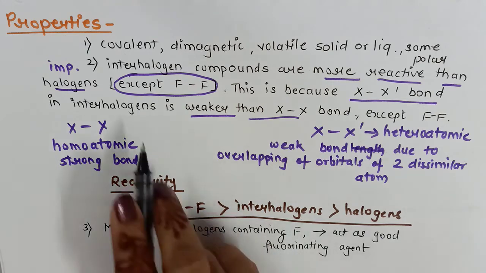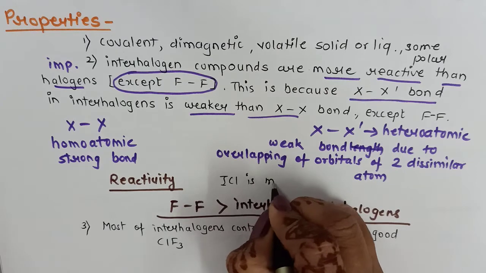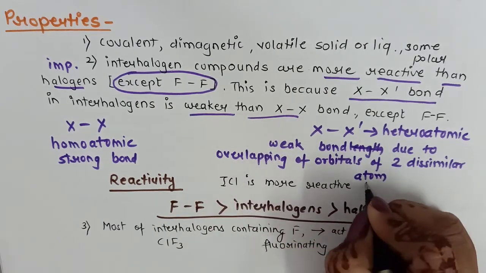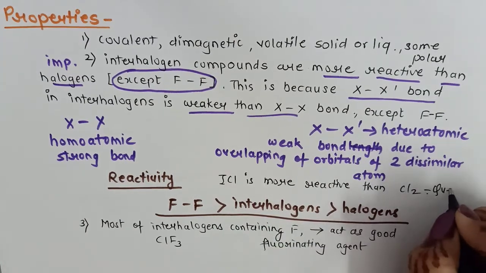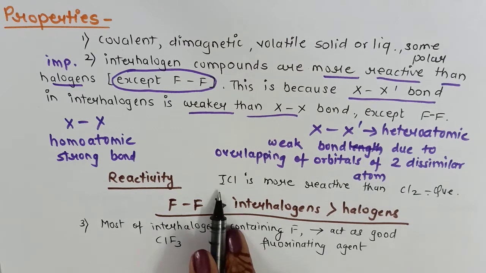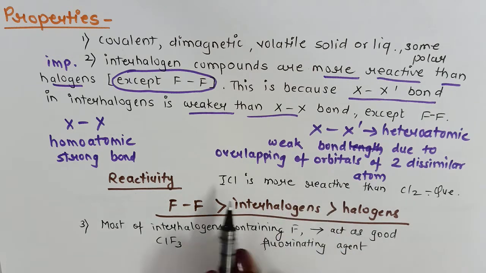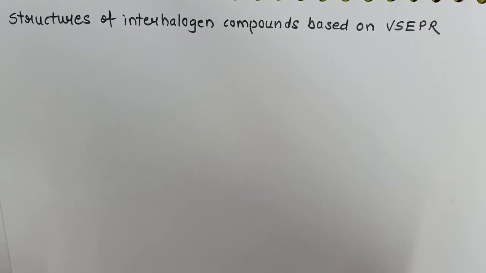Now, I am just giving you an example of this second point. ICl is more reactive than chlorine. Now, this is the question asked in the board exam. What will be the answer? That ICl is an interhalogen. So, the bond will be weak because there will be overlapping of orbitals of iodine and chlorine, which are dissimilar atoms. Therefore, the bond cleavage will be faster and ICl will be more reactive than chlorine.